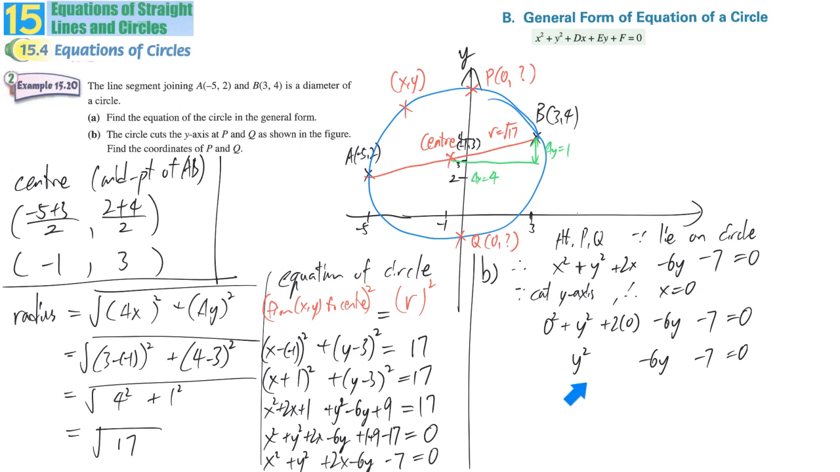We get a quadratic equation, which implies that there are two roots. It's consistent with our drawing here. There should be 1 point and also another point. So it's totally fine to have two answers. And then you may use the formula with A equal to 1, B equal to negative 6, C equal to negative 7 in your calculator to get the answer. Or you may factorize it.